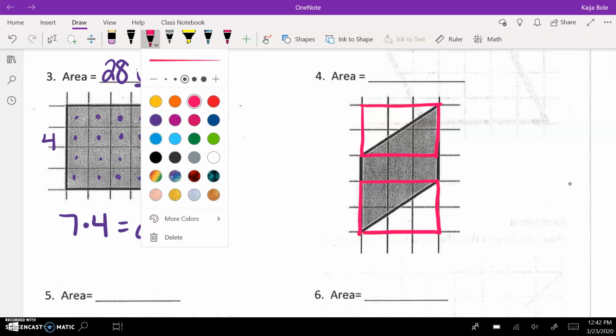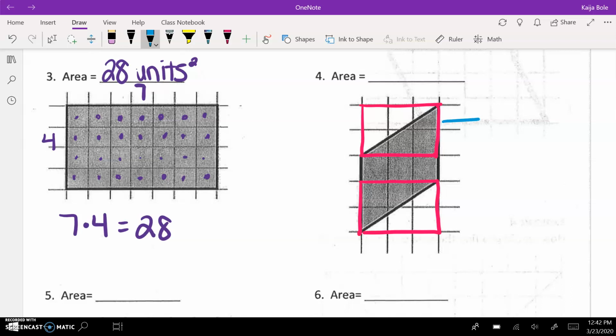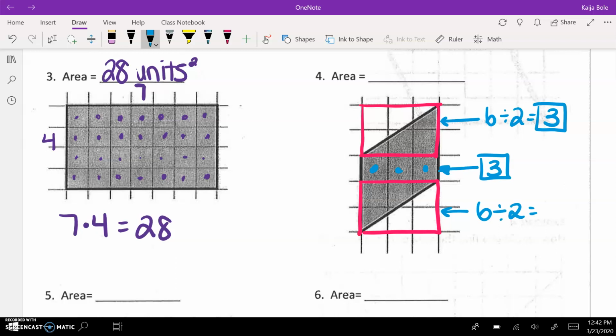So for part number 1 here at the top, I've got a total of 6 boxes. I divide by 2. So this would be 3 for that part. Now in the middle, that's pretty simple. Just count 1, 2, 3. So that's 3 for the middle part. And then down here for the third part, I've got 6 total boxes, dividing it in half. So I get 3 again.